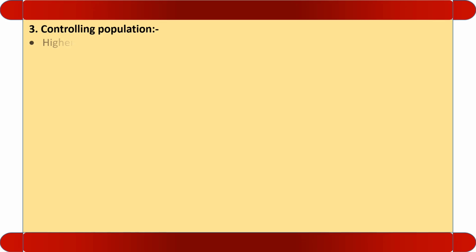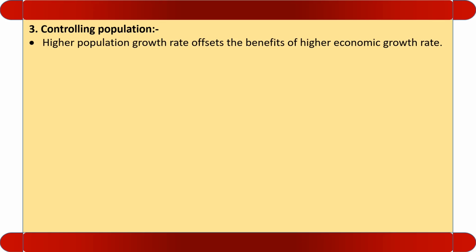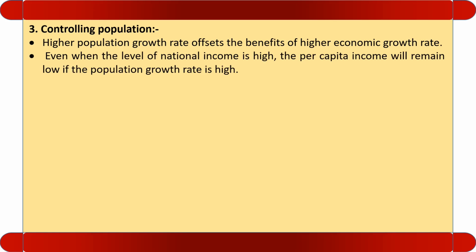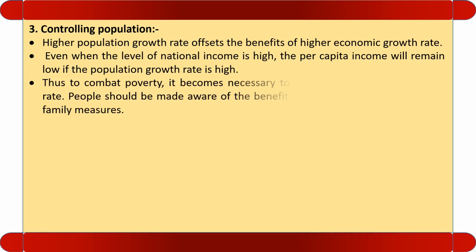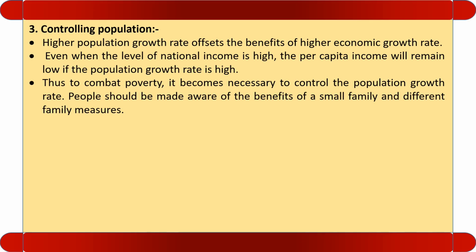Next is controlling population. Higher population growth rate offsets the benefit of higher economic growth rate. Even when the level of national income is high, the per capita income will remain low if the population growth rate is high. Thus, to combat poverty, it becomes essential to control the population growth rate.